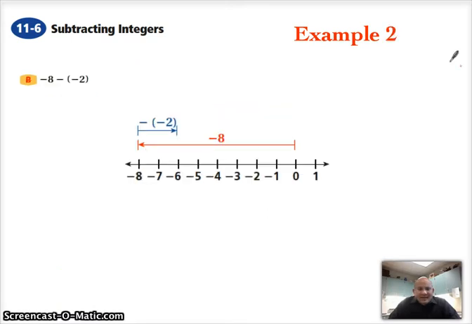Next example, we have 2 negative numbers. Here we've got a negative number, subtract another negative number. So we start at 0, find where negative 8 is, and then we subtract a negative 2. When we subtract a negative number, once again, we want to move towards 0. We're going to move to the right. Negative 8 subtract a negative 2 is a negative 6.